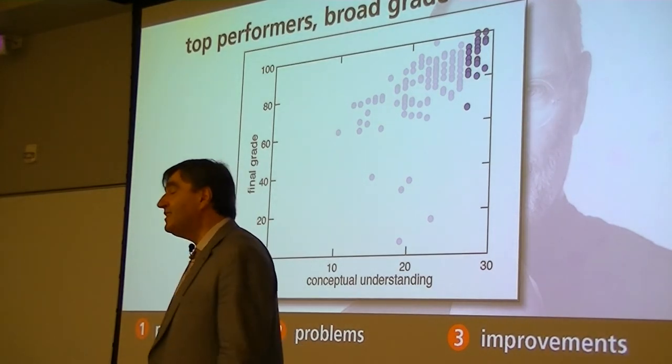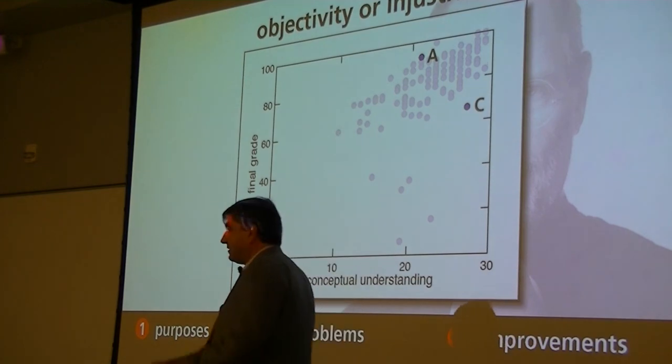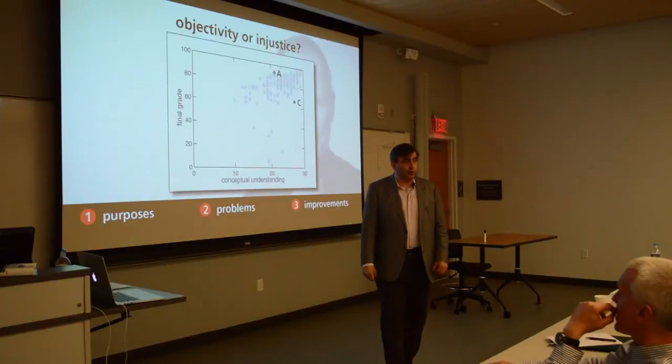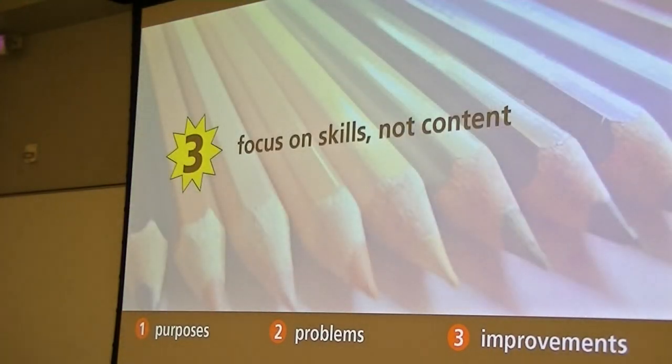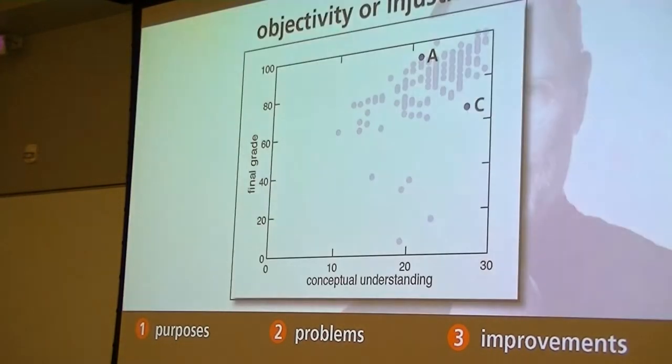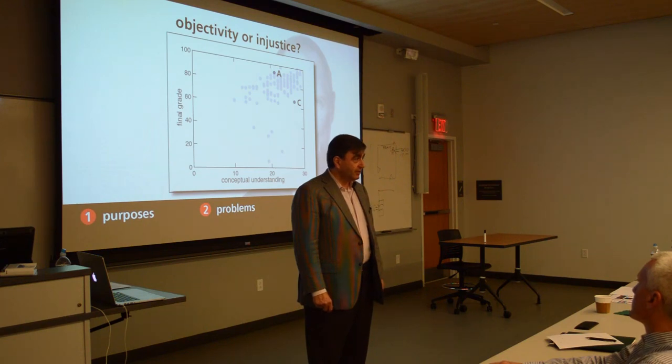In particular, look at these two students. The student on the left did not understand the concept of force, but got an A for the course. The student on the right got a C, and scored at the level of a grad student or a professor. Is this objectivity, or is it an injustice?